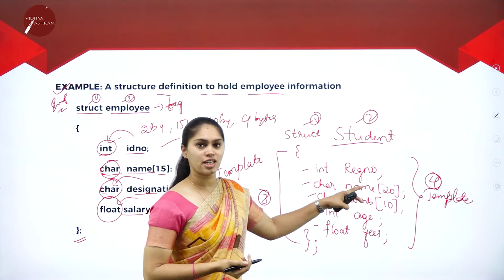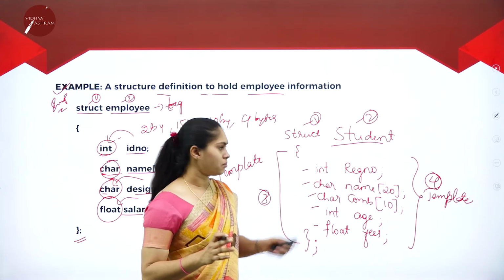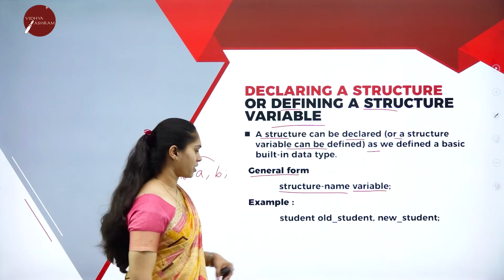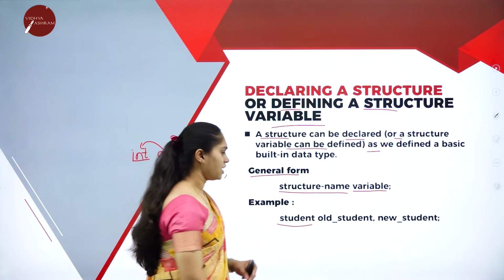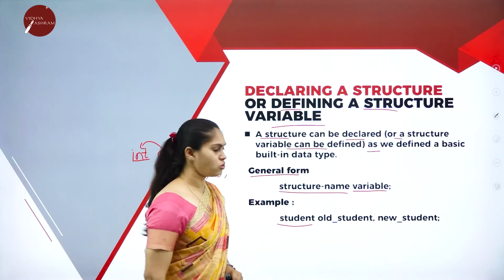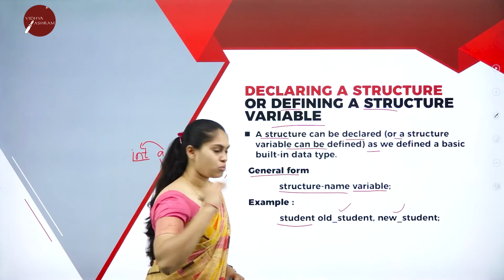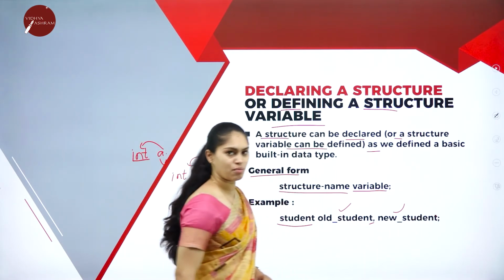Then it is mandatory to create a variable which is of the data type student. That means I can say that student is a structure. Here also you can see that student is the name of a structure and it comprises two variables. How many variables do I have? I have two variables, one is old student and another one is new student. Both should be separated by a comma. At last I have to put a semicolon.